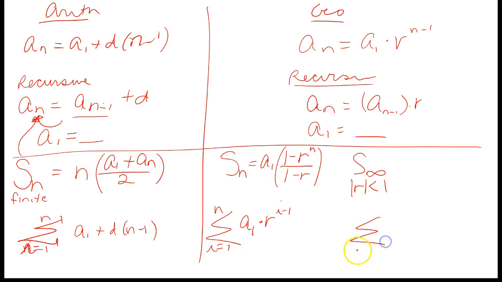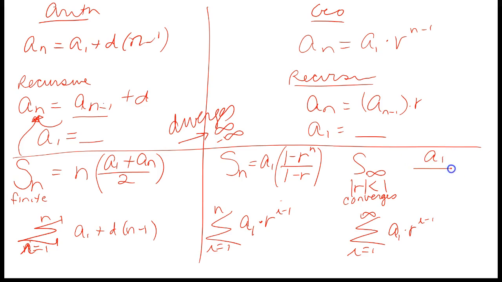Now, if I was summing from 1 to infinity of that same type of thing, remember, I can only do it if the absolute value of r is less than 1. That means it converges to a real number. If r is greater than 1, it diverges. Diverges means it heads toward infinity or negative infinity. And this equation was a1 over 1 minus r.